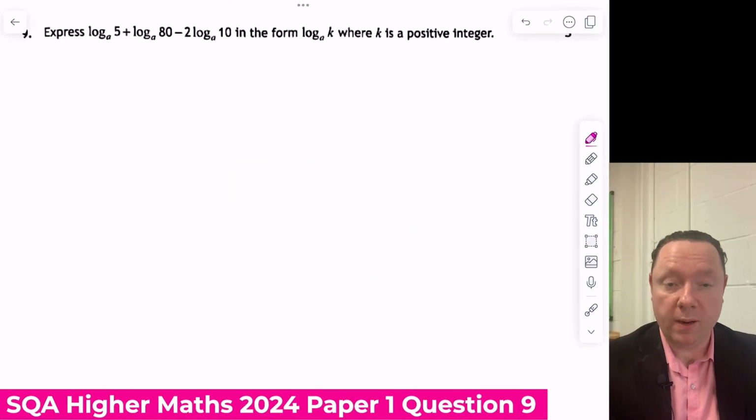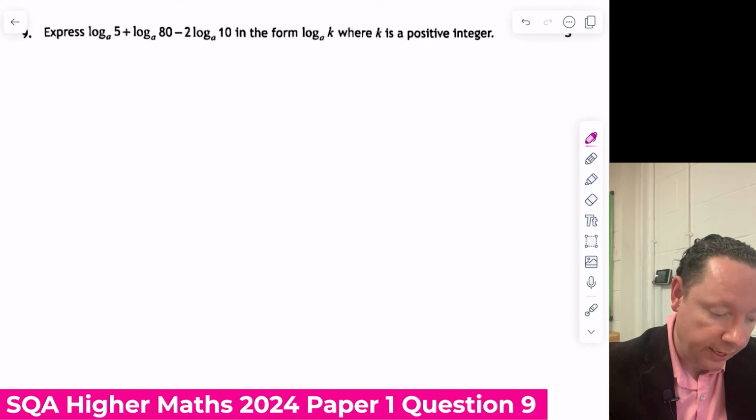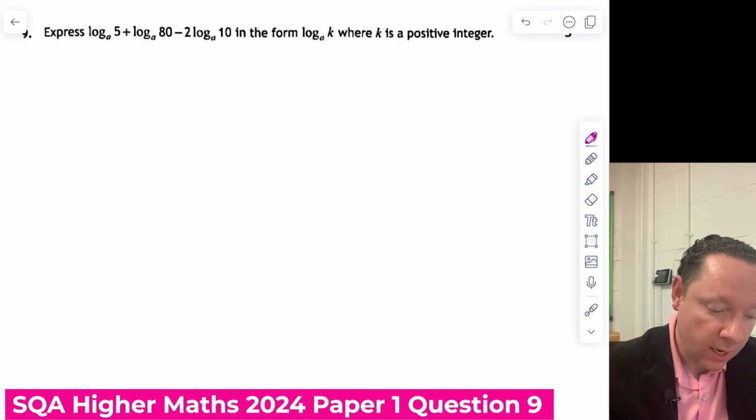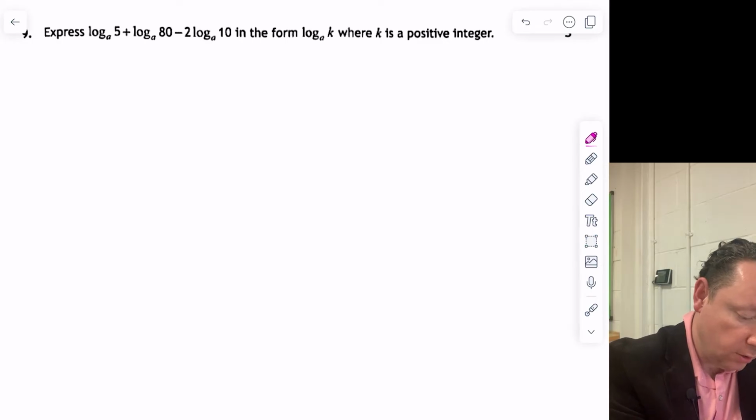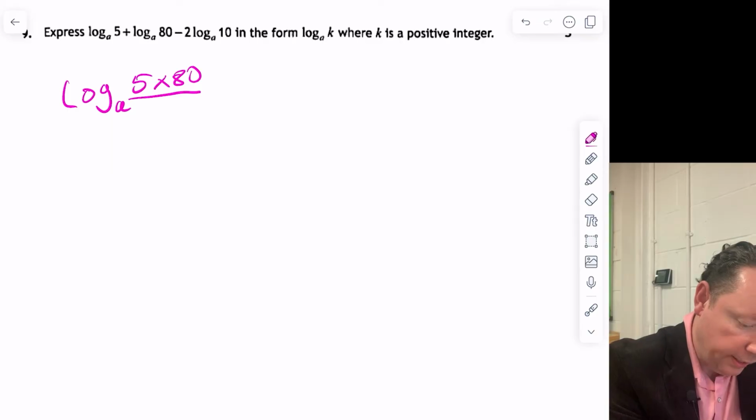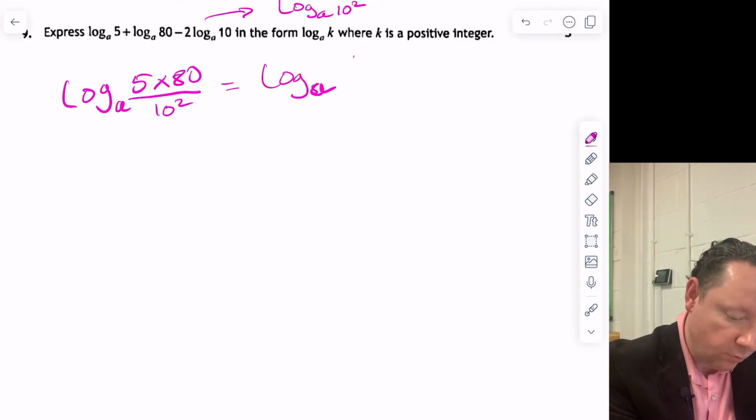SQA Higher Maths 2024, Paper 1, Question 9. Express log base a of 5 plus log base a of 80 minus 2 log base a of 10 in the form log base a of k, where k is a positive number or integer. So rules of logs, log base a of 5 and 80 is plus, so 5 times 80, and then I'm dividing by something. Well, let's take that up to the top here. That's log base a of 10 squared. So divide by 10 squared. So that gives me log base a, 5 eighths is 40, so that's 400. 10 tens is 100. That's log base a of 4. I have to leave it in that form, so we're done there.